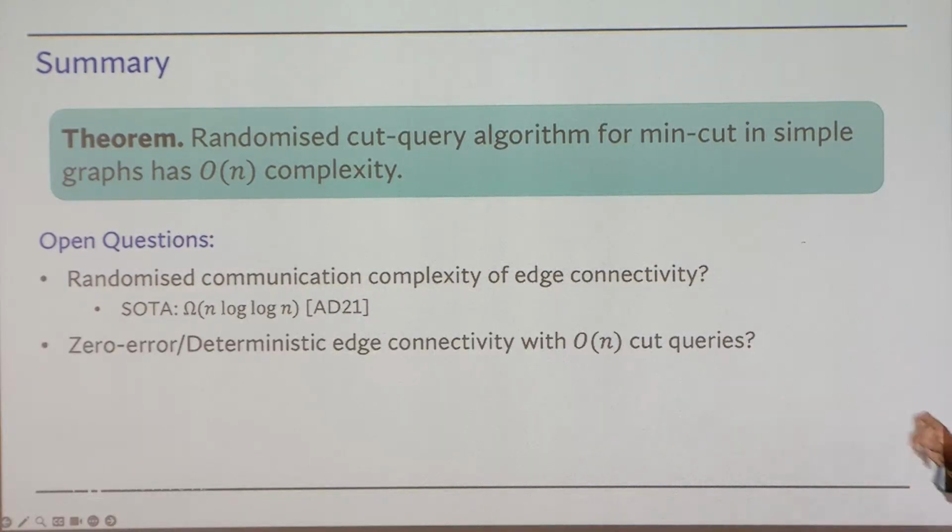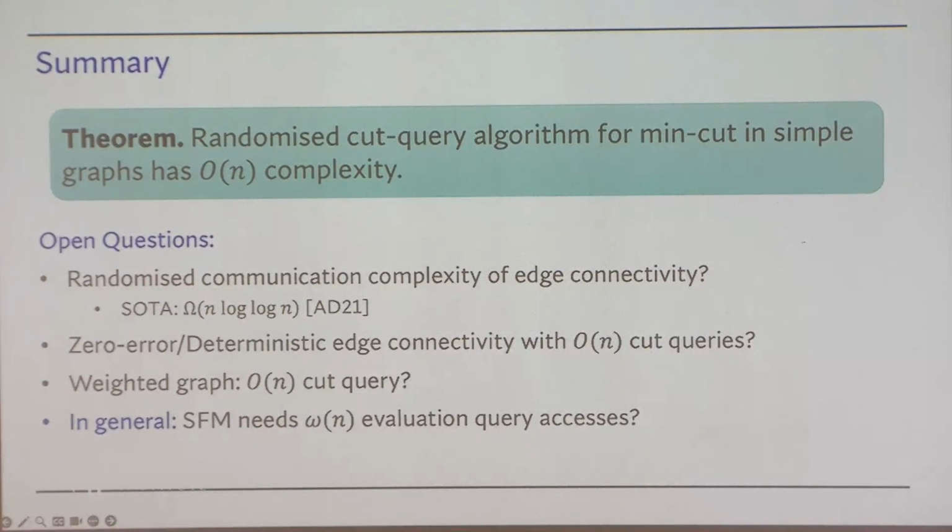To make this algorithm zero error or deterministic is also an interesting question. And for weighted graphs, we are far away, in the sense that the state of the art at this point is an upper bound of n log to the power 4 n. It can very well be order n, or it can be an example where you can show a submodular function minimization lower bound. I will not bet on that. It might be order n. And in general, proving any omega n evaluation query access lower bound for submodular function minimization, I think, is an outstanding question that should be solved. N to the power n log n is good at this point. That's where I will stop. Thank you.